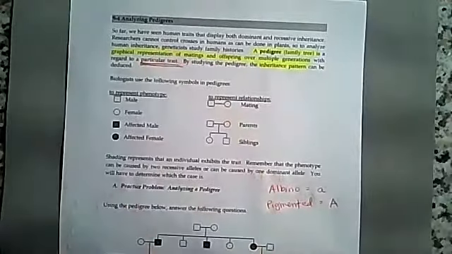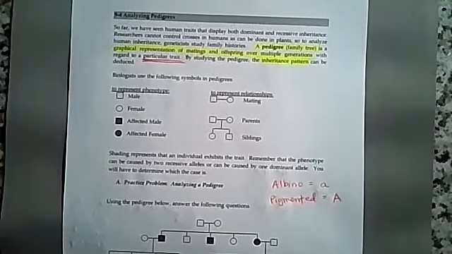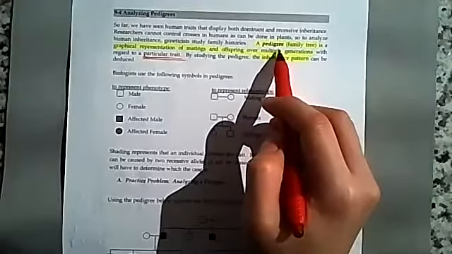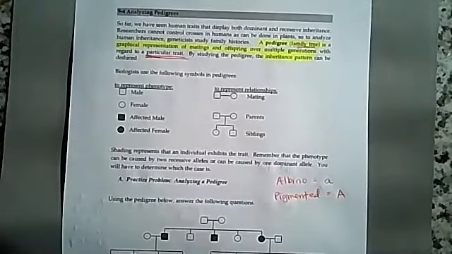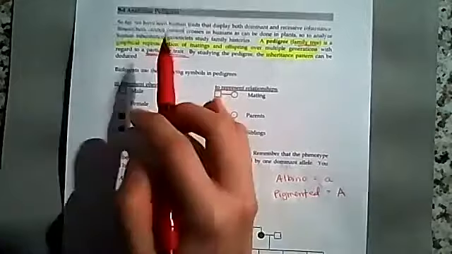So far we have seen human traits that display both dominant and recessive inheritance. Researchers cannot control crosses in humans as can be done in plants, so to analyze human inheritance, geneticists study family histories. A pedigree, which is another name for a family tree, is a graphical representation of matings and offspring over multiple generations with regard to a particular trait.